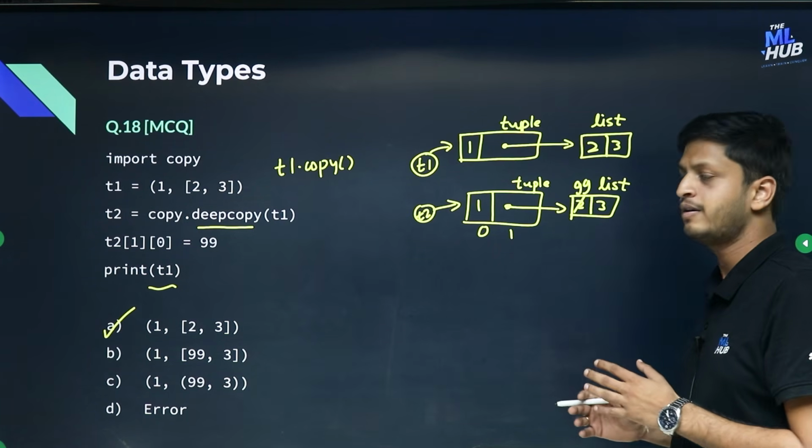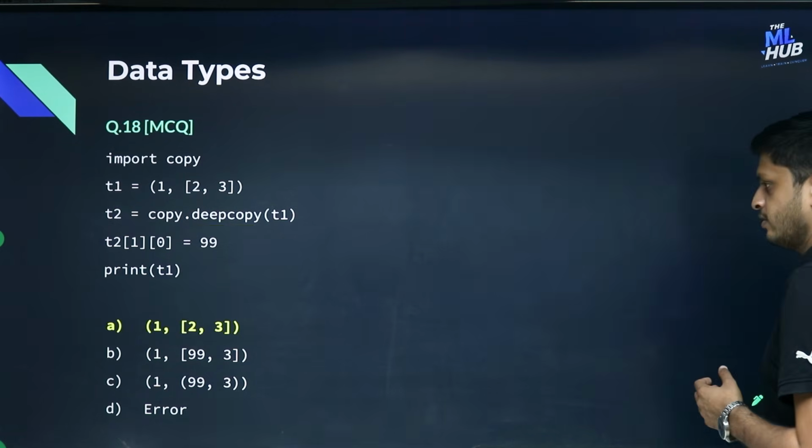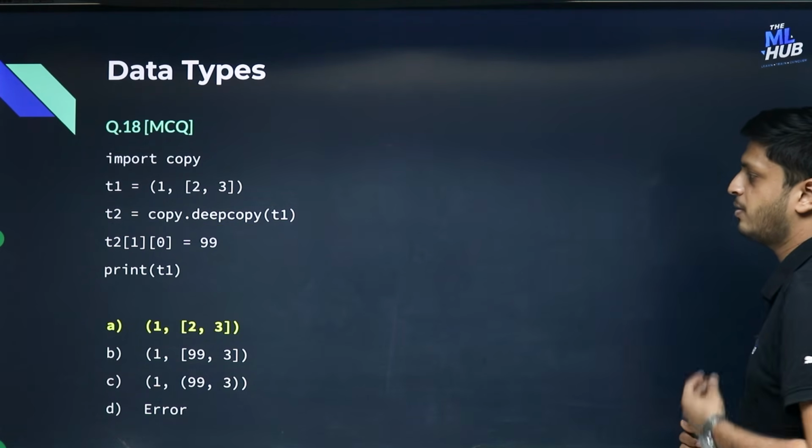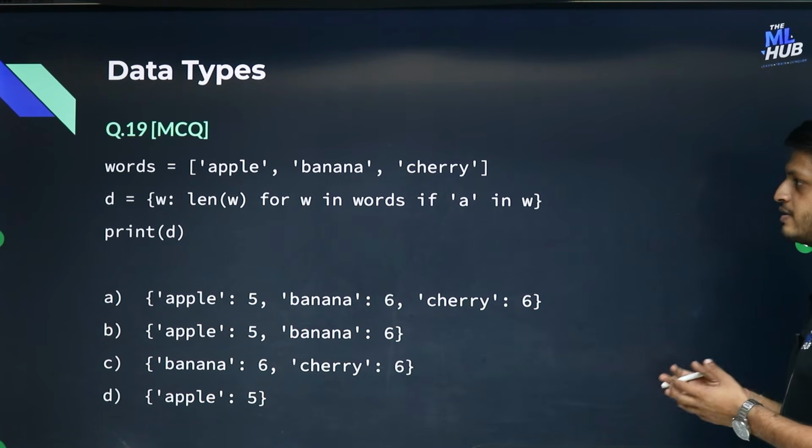Just note what you are doing. Shallow copy or deep copy, accordingly you have to answer. Okay. So the correct answer is option A, 1, 2, 3. There are no changes to the tuple T1. Then let's look at this question.